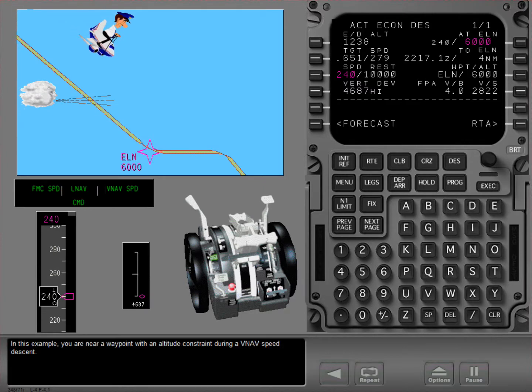In this example, you are near a waypoint with an altitude constraint during a VNAV speed descent. The FMC shows the scratchpad message, unable next altitude. You cannot make the altitude constraint at this rate of descent.